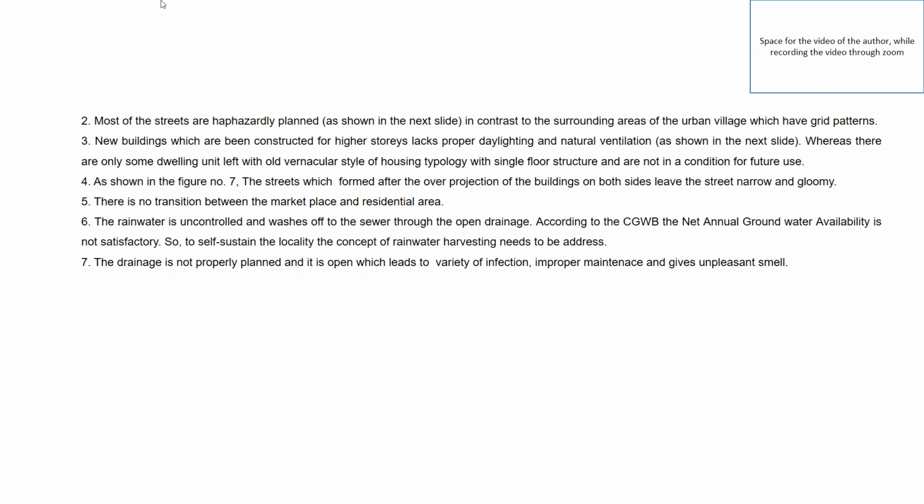And the second one is that most of the streets are in contrast to areas of the urban village which have a grid pattern. New buildings which have been constructed for higher stories lack proper daylighting and natural ventilation. And streets formed after the over-projection of the buildings on both sides are left narrow and gloomy.